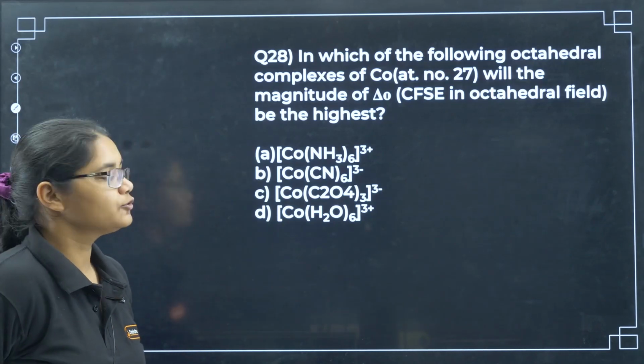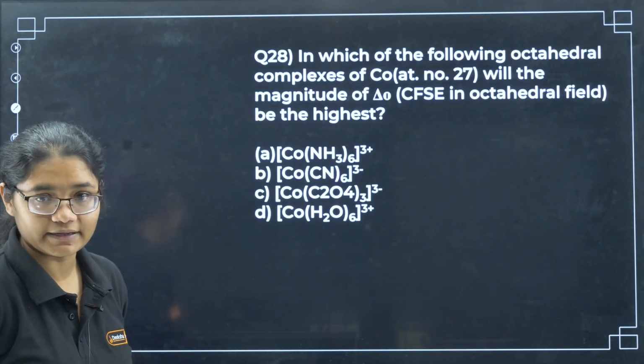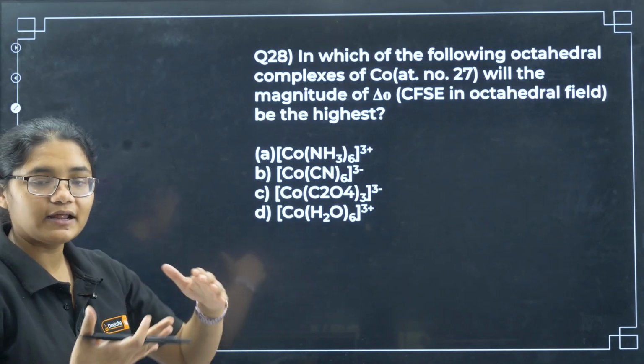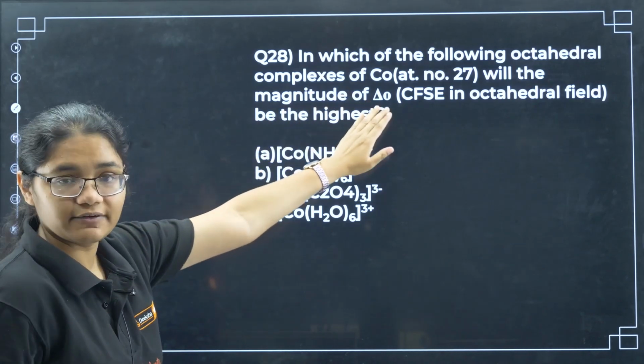Next, in which of the following octahedral complexes of cobalt will the magnitude of Δo be the highest? For magnitude of Δo to be highest, we need a very strong field ligand. The stronger the ligand, the better will be the splitting, or we will have the highest CFSE value.